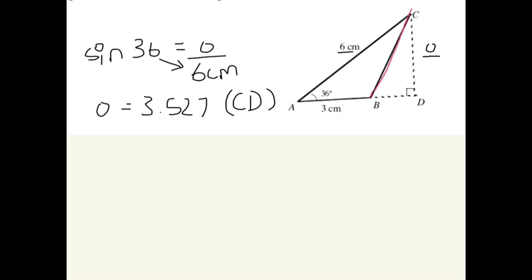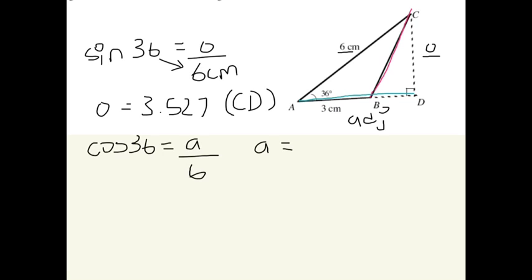After that, what we need to find is side AD. That is the side here that I've highlighted in blue. We do have part of it, but we need the entire thing. So that, of course, is going to be our adjacent. We do have our hypotenuse. Let's go with cos. So cos 36 is going to be your adjacent over your hypotenuse. And so your adjacent is going to be 6 times cos 36, which is going to be 4.854 centimeters.